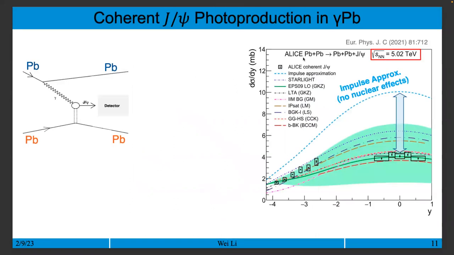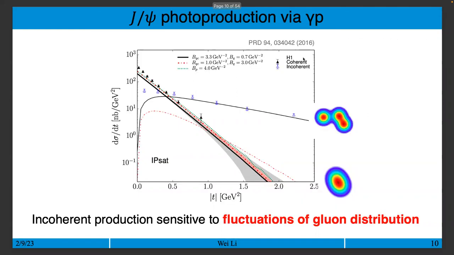And so now, let me go to... Can I ask a question about that one? Why does the theory dip in the coherent case go down a lot more toward zero, much faster than the data? Maybe you're not sure.